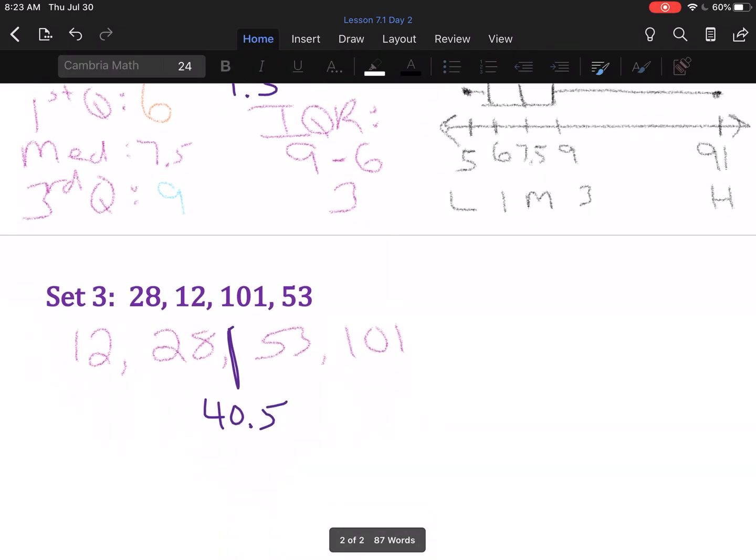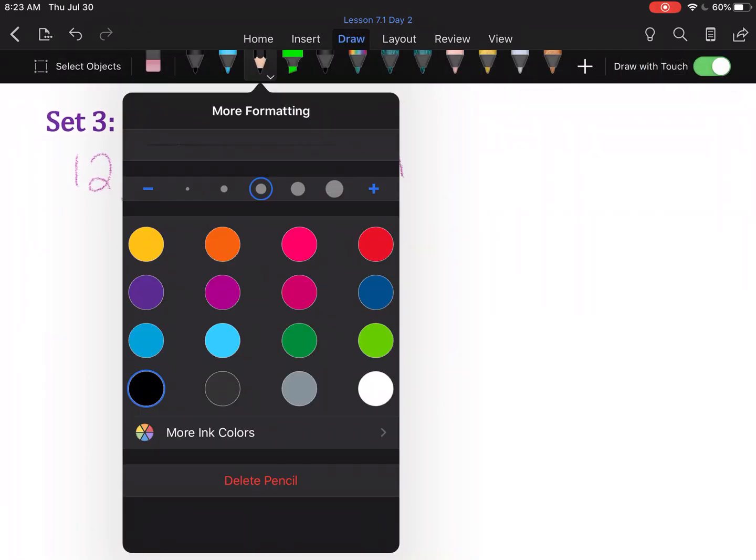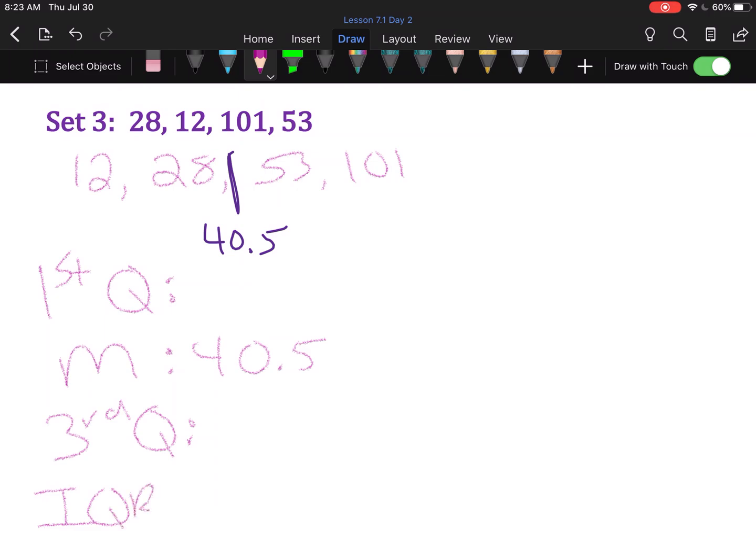One more time. So let's see, we need to do first quartile, median, which we already know, and third quartile. And then we'll do IQR down here because I have the space.